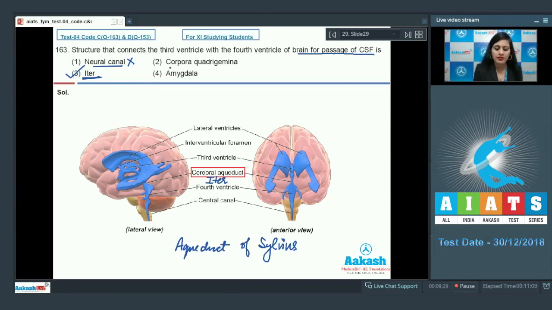The second option given is corpora quadrigemina, and this is also an incorrect option. Corpora quadrigemina are the 4 round swellings which are present on the dorsal portion of the midbrain. The last option given is amygdala, and amygdala is an incorrect option because amygdala is a part of the limbic system, which is involved in emotional reactions like rage and anger and does not connect the ventricles of the brain. So the correct answer to this question is option number 3. Let's discuss our next question.